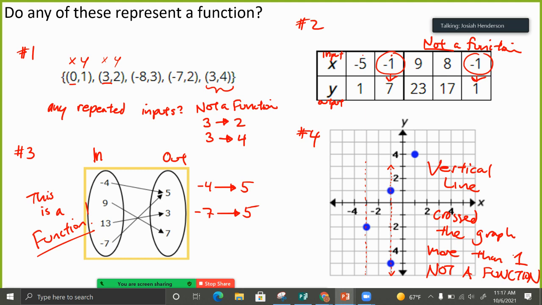So that's how we're trying to determine, when we're given a list of numbers, or a list of points, I should say, from number 1, if we're given a table like number 2, or if we're given the number bubbles like number 3, the input output bubbles, or number 4, an actual graph, we can use the vertical line test on it.